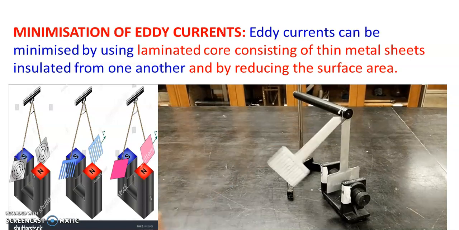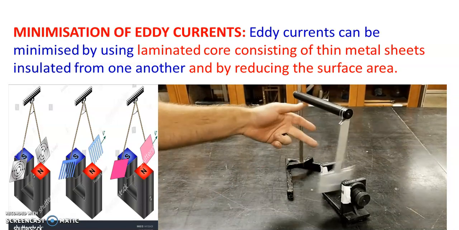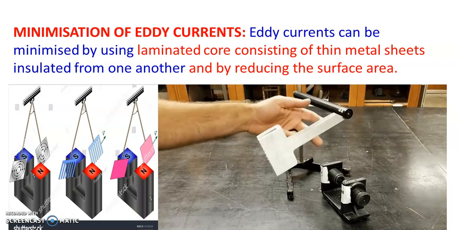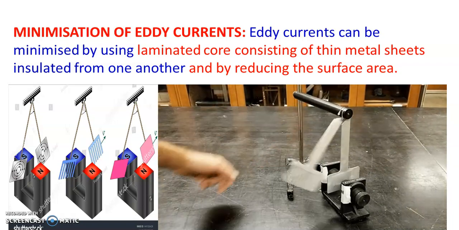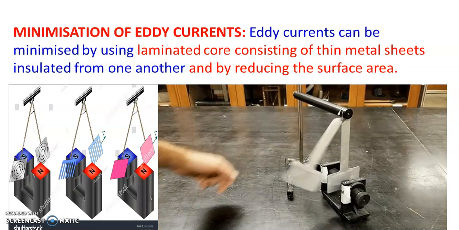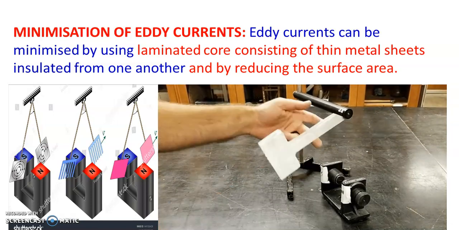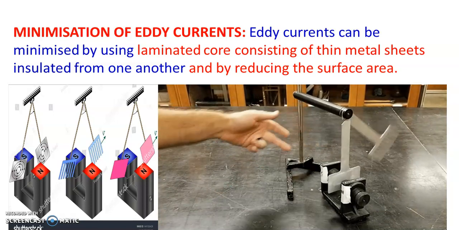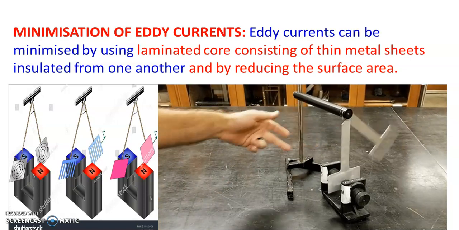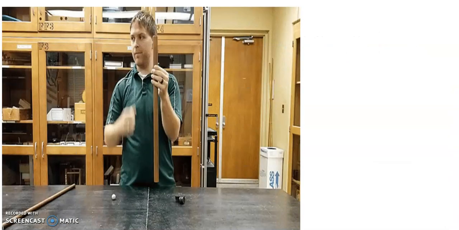Whereas in the second one, a similar pan, we have just made some gaps in between. Due to the gaps, the pan can oscillate for a longer period of time. Meaning, the eddy current ceases or stops the motion.